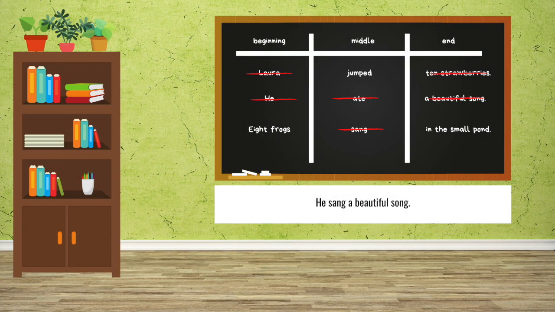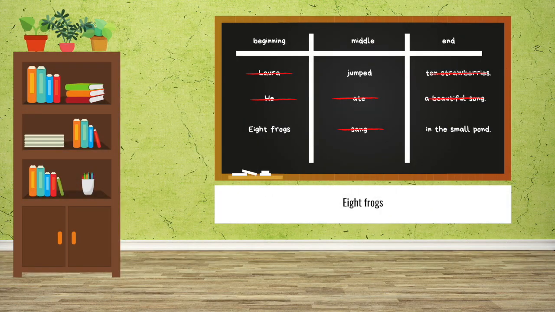So if you take a look at my paper, one thing that I've done to help myself is to cross out the ones that I've used so I won't get confused about what to choose next. So cross out Laura, cross out he, cross out ate, sang, 10 strawberries, and beautiful song, and that leaves us with just 1 option in each column. Let's take a look.